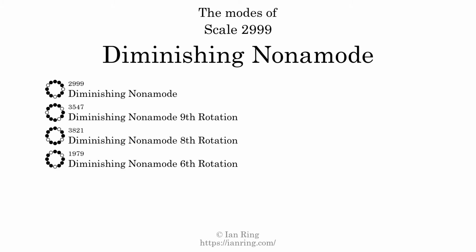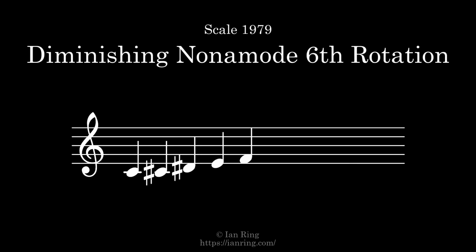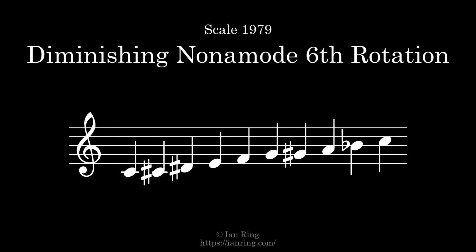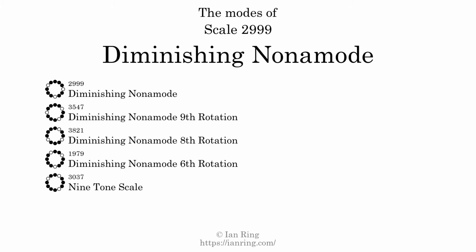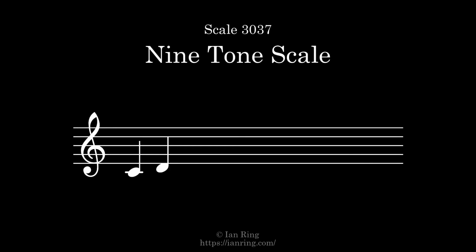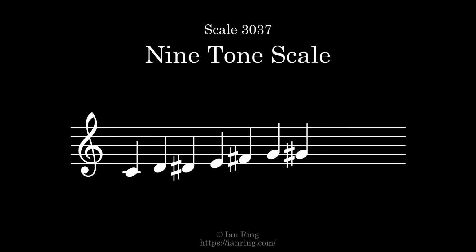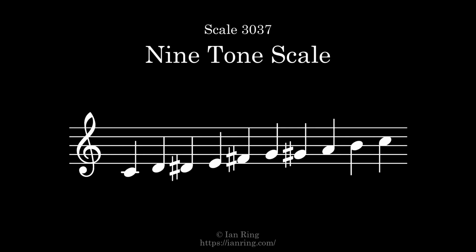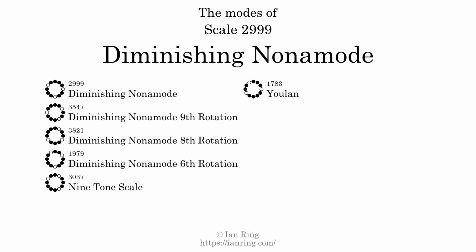The fourth mode is scale 1979, also known as diminishing nonamode 6th rotation. It sounds like this. The fifth mode is scale 3037, also known as 9-tone scale. It sounds like this. The sixth mode is scale 1783, also known as Ulan. It sounds like this.